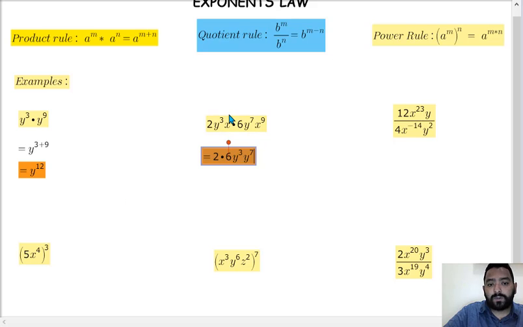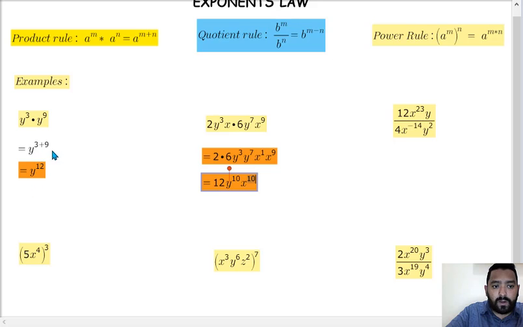Then you arrange x to the first. Remember, when we don't have an exponent, we put 1, and we have x to the 9. Then you multiply 2 times 6, which is 12. And we have y, 3 plus 7 gives us 10, and then we have x, 1 plus 9 gives us 10. So remember, we add them applying this rule. If you want, you can do all these steps, or you can skip this step and just add 3 plus 7 gives us 10 and 1 plus 9 gives us 10. So in this case, we have the final answer, 12 y to the 10th power x to the 10th power.